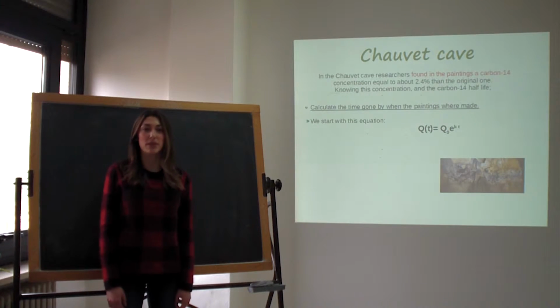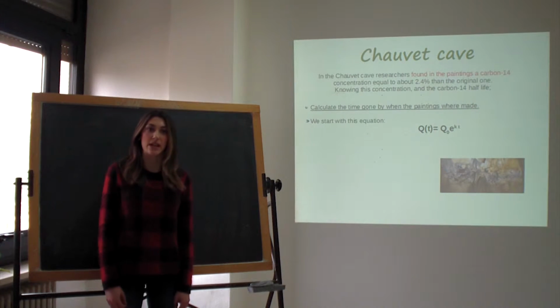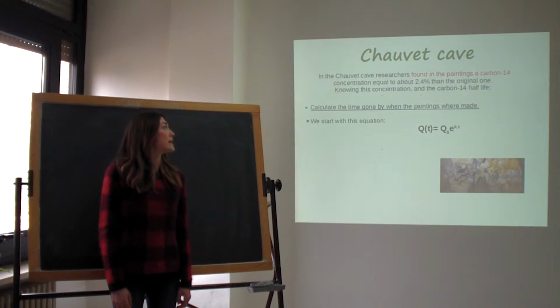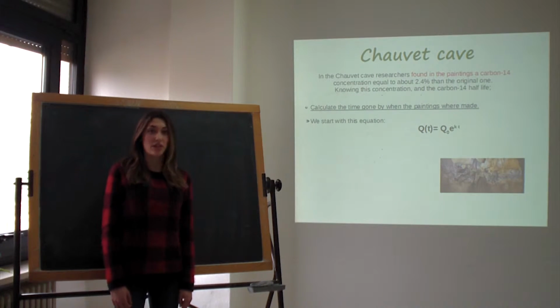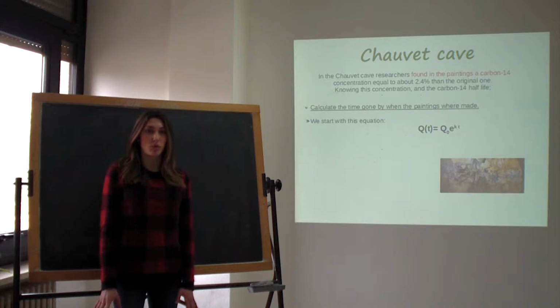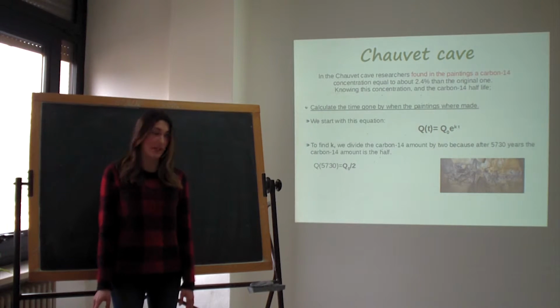So, beginning with the exponential decay formula, where we have Qt, that's the radioactive material amount at the time t, Q0, that's the radioactive material amount at the time 0, e, it's a constant, k, it's a constant depending on the decay speed, and t is the time. Now we begin solving the problem, finding the k, that's the constant depending on the decay speed.